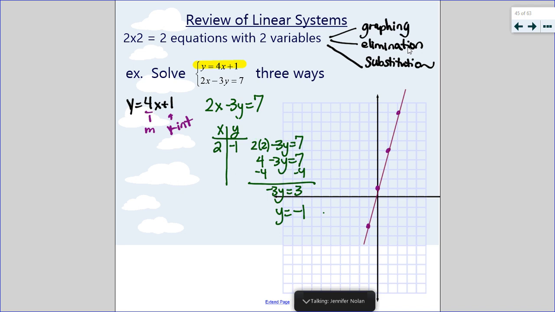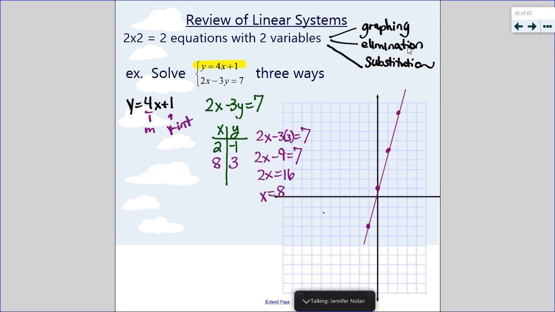Let me see what else would work. Let's say if y is 3, because I'm just trying to get whole numbers. So again, it's not a perfect process. If y is 3, I'd say 2x minus 3 times 3 equals 7. And I'm just going to see if this gives me whole numbers. So 2x minus 9 equals 7. Add 9 to both sides. So 2x equals 16. x is going to be 8. So 8 comma 3. Yay.